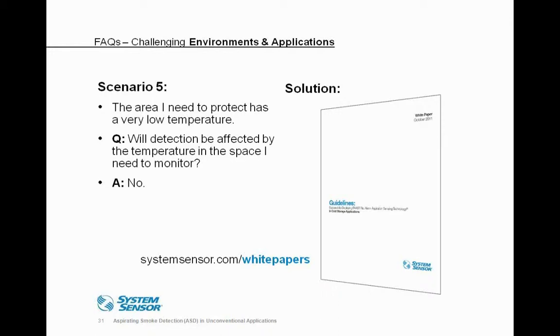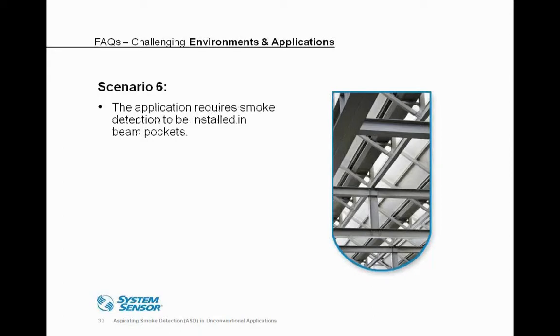So if it's a freezer, for example, and it's colder than -4, the white paper shows you approaches on how to heat that air prior to coming into the detector, so you're within that range. And also cooling it if you're in a high temperature environment, higher than 140: how to cool that air down prior to entering the detector. So yes, you can detect in those spaces, and the temperature is not going to affect the detection.